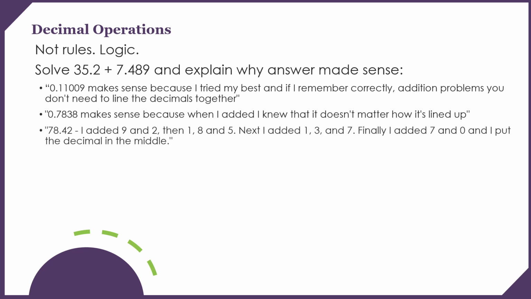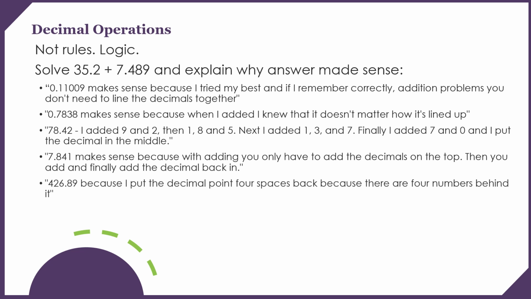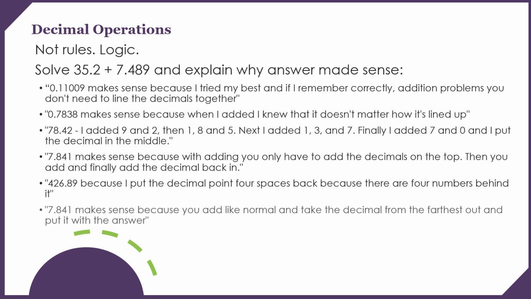Or 78.42, I added 9 and 2, and then 1, 8, and 5. Next, I added 1, 3, and 7. Finally, I added 7 and 0, and I put the decimal in the middle. 7.841 makes sense because with adding, you only have to add the decimals on top. Then you add and finally add the decimal back in. 426 and 89 hundredths because I put the decimal point 4 spaces back because there are 4 numbers behind it. And 7 and 841 thousandths makes sense because you add like normal and then take the decimal from the farthest out and put it with the answer.